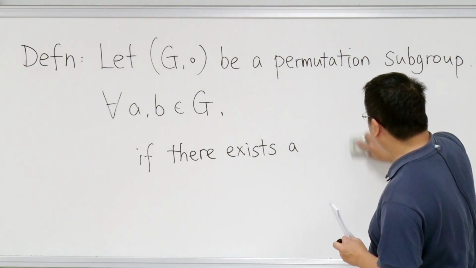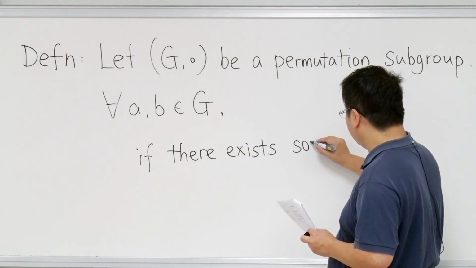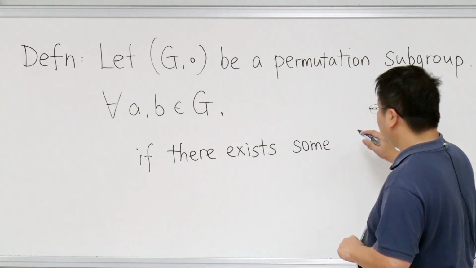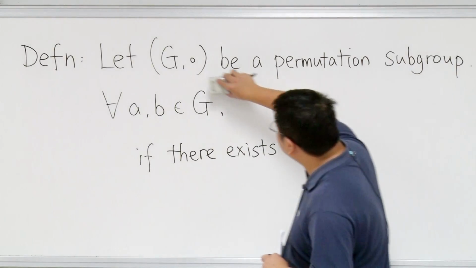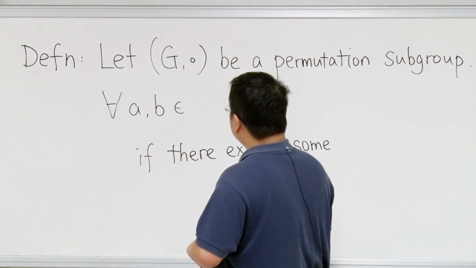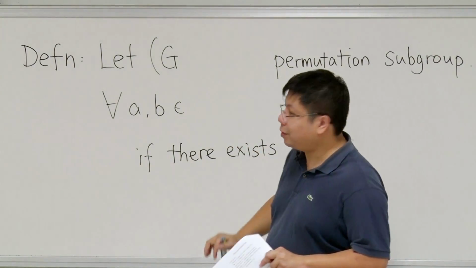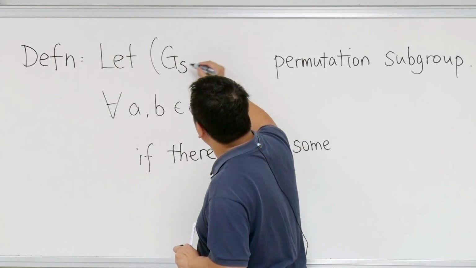You don't need a sequence. If there exists some... sorry, this is not in G. Okay, let me make it a little bit more careful. So G of S.